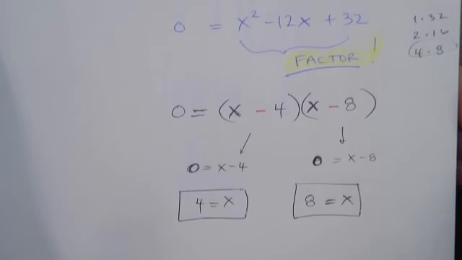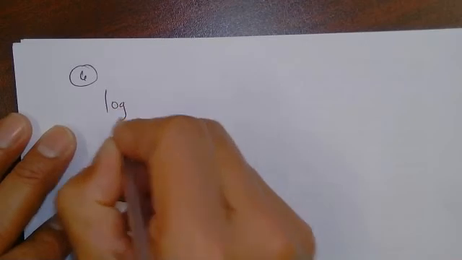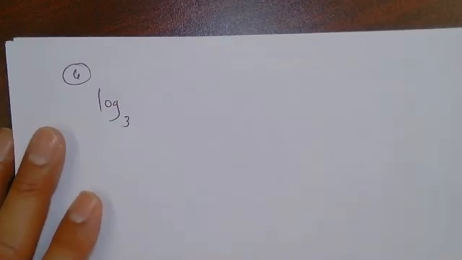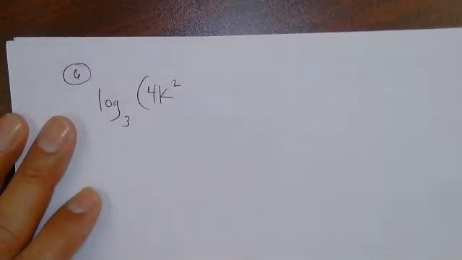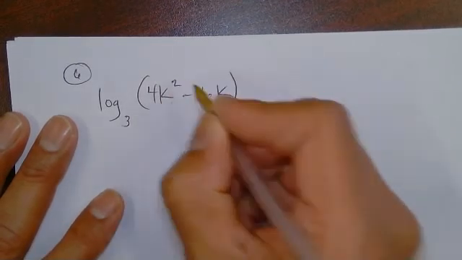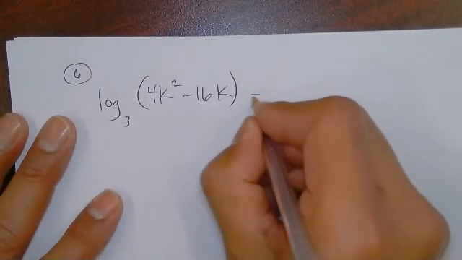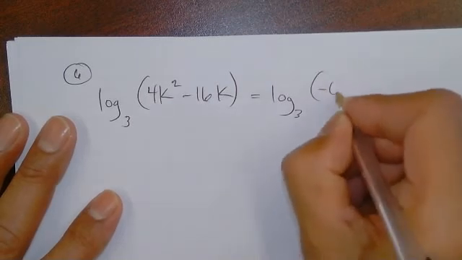Okay, one more just like this one, just to see if we're good, okay? Questions on this one? No, we've seen this kind of math. Last one, 6. Let's go to the last one, 6. So log 3, 4k squared minus 16k, what?